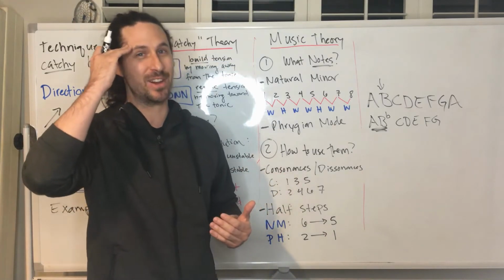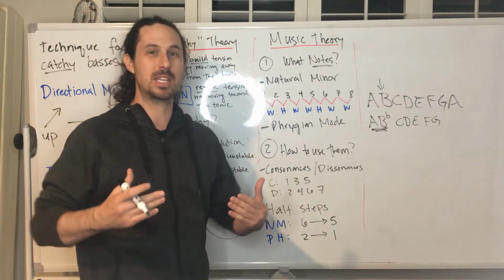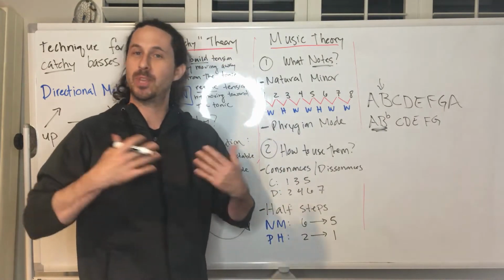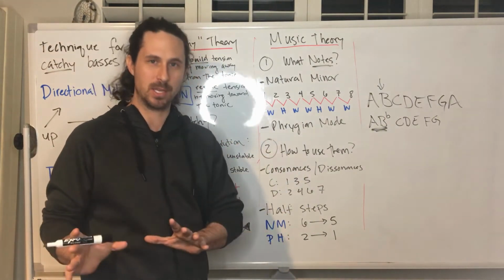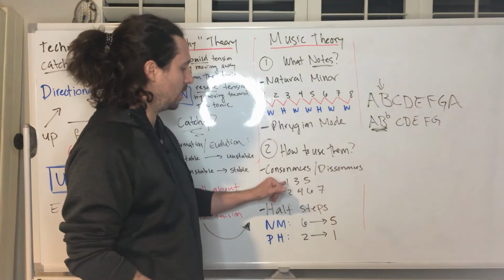Maybe they're not thinking that consciously, but they're like, oh, this is unstable. And then finally you resolve somewhere and it feels really good. Okay. So for example, a boring bass line would be, for example, 1, 3, 5.